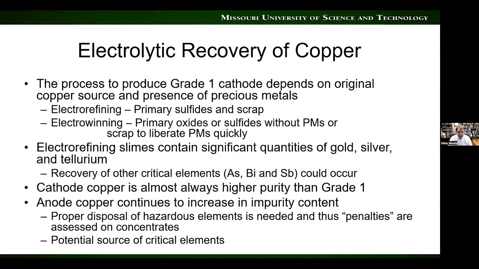From primary sulfides and from scraps, we typically use electrorefining. From primary oxides or sulfides without precious metals, or to treat scrap to liberate precious metals quickly, we'll use electrowinning. In electrorefining, we produce slimes that produce significant quantities of gold, silver, and tellurium, and the recovery of other critical elements may occur in the future. The cathode copper is almost always high purity, greater than grade 1. The anode copper continues to increase in impurity content. So the disposal of penalty elements is important, and it may be a source of critical elements in the future. Thank you for your attention.